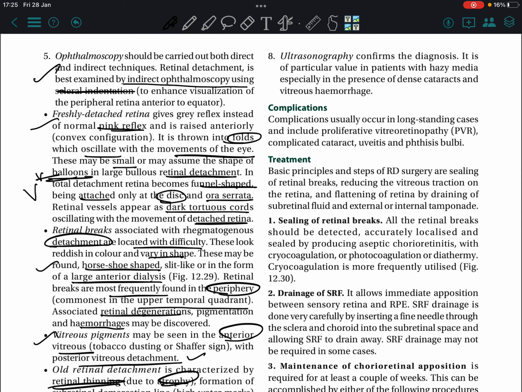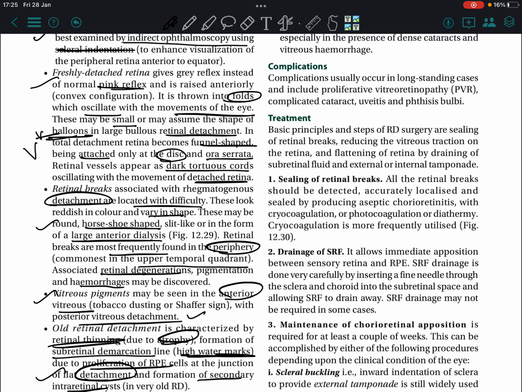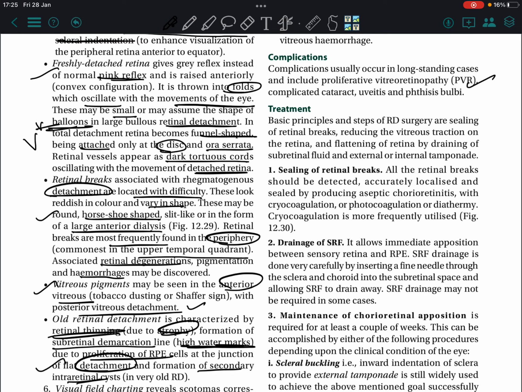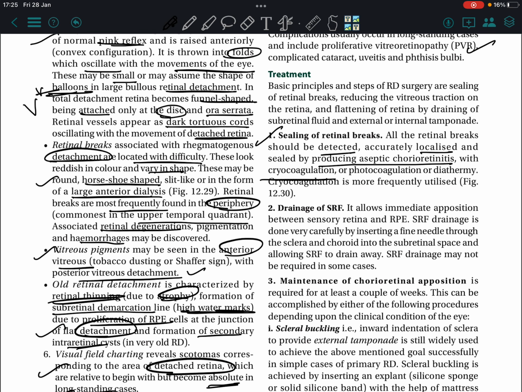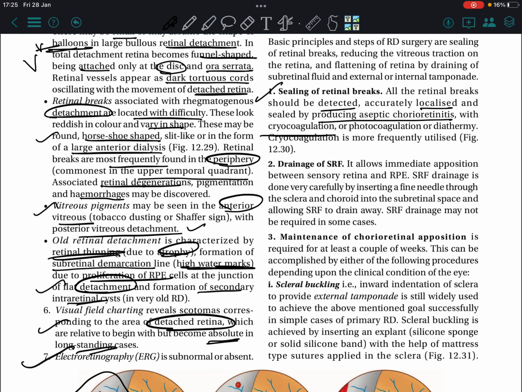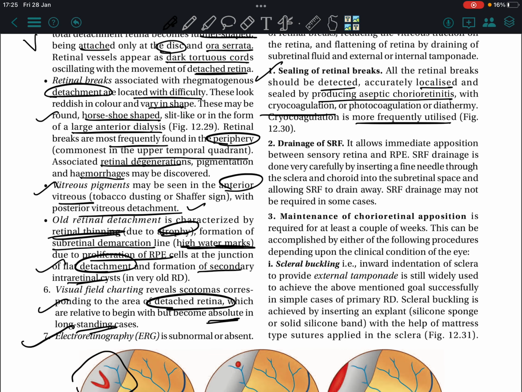Ultrasonography confirms the diagnosis. It is of particular value in patients with hazy media, especially in the presence of dense cataracts. Complications in long-standing cases include proliferative vitreoretinopathy, complicated cataract, uveitis and phthisis. Treatment: sealing of retinal breaks. All the retinal breaks should be detected, accurately localized and sealed by producing aseptic chorioretinitis. Cryocoagulation, photocoagulation and diathermy are most frequently utilized.